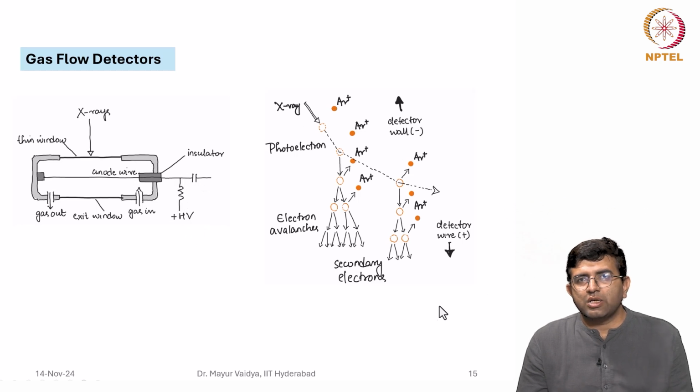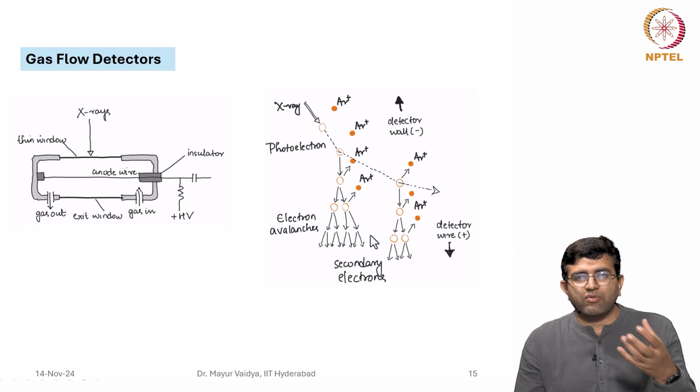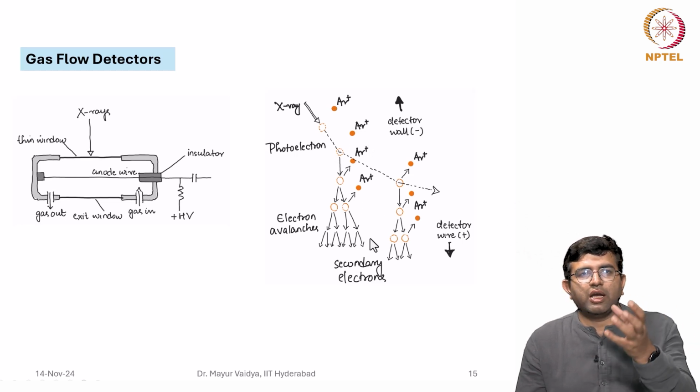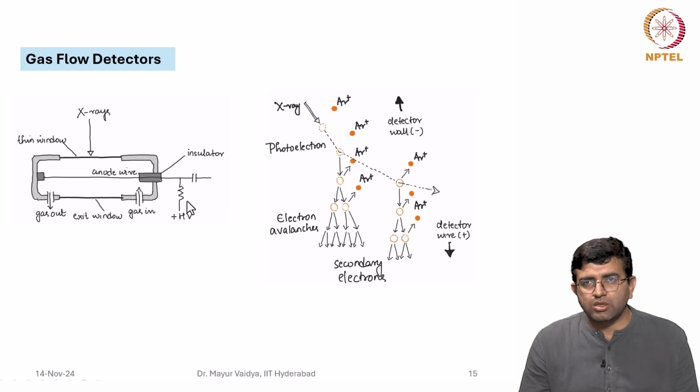And this is just a schematic. So for example, argon is a gas which is typically used in the detectors. When an X-ray impinges on an argon atom, it creates Ar plus ions. It again leads to several secondary electrons, and therefore the current is produced.